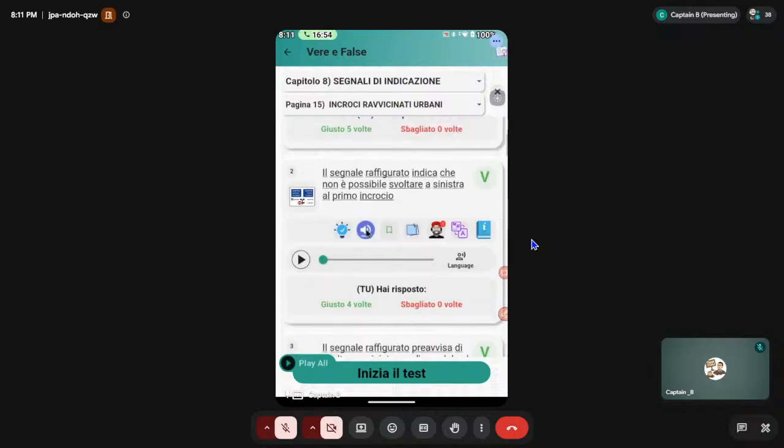Vero. Number two, attention. Il segnale raffigurato indica che non è possibile svoltare a sinistra al primo incrocio. He said this is referring to: il segnale raffigurato indicates che non è possibile, indicates that it's not possible for you to turn. Turn to where? A sinistra. Now, if you look carefully, he says svoltare a sinistra al primo incrocio. He says it's not possible for you to turn to the left at the first junction.